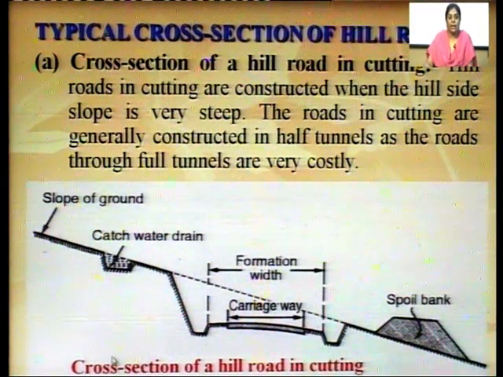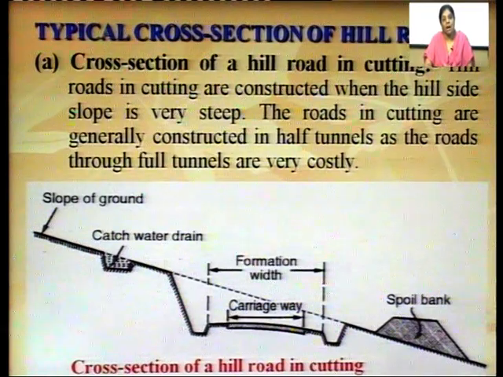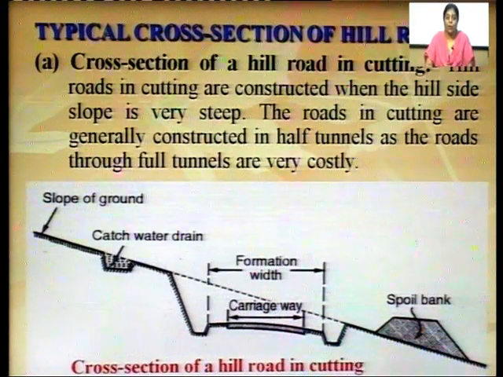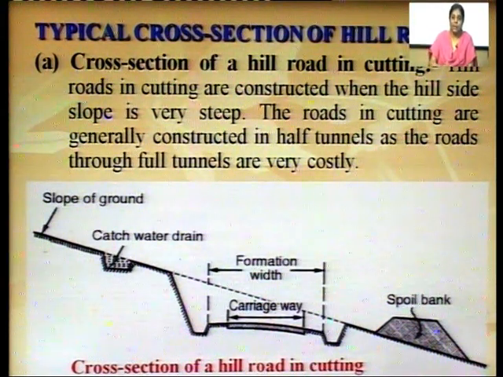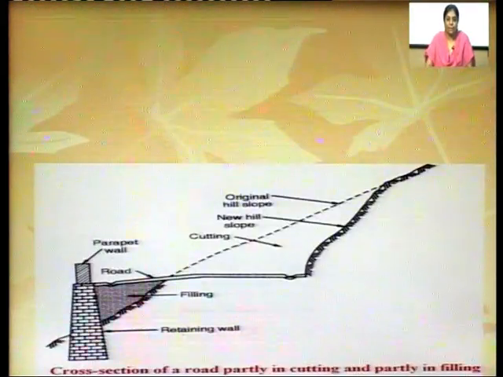So, hill roads in cutting are constructed when the hillside slope is very steep. The roads in cutting are generally constructed in half tunnels, as the roads through full tunnels are very costly. It is highly uneconomical to build tunnel at every section. So, these roads in cutting are generally constructed in half tunnels which are open from above. They are called half tunnels. So, this was the cross section of road in cutting.